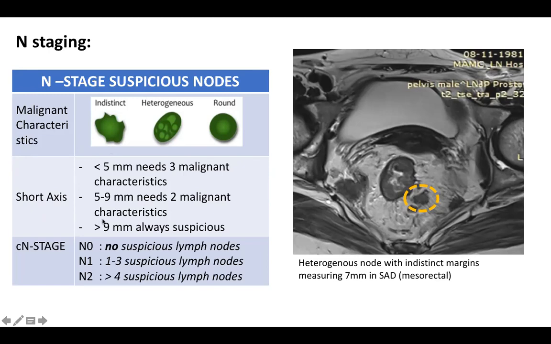If the short axis diameter is more than 9 millimeter, it is definitely suspicious. But for anything less than that, we need to add on the characteristics. These are irregular, indistinct borders, a heterogeneous nature of the node, or a change from an elongated shape to a rounded one. All three of these are taken as malignant. If the node is less than 5 millimeter, we need all three to be there. If it is 5 to 9, any two of these three features need to be there before we label it as a malignant node.